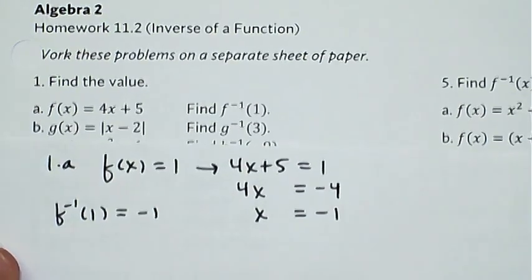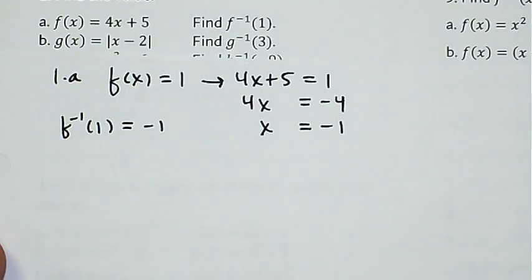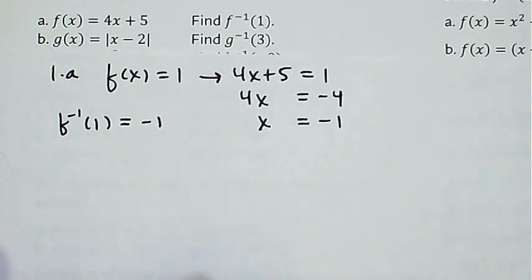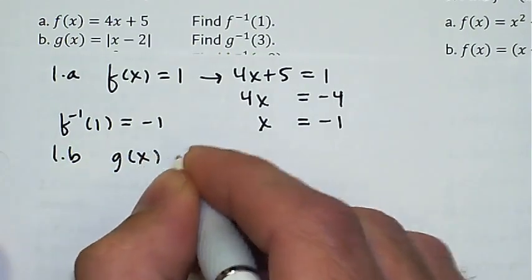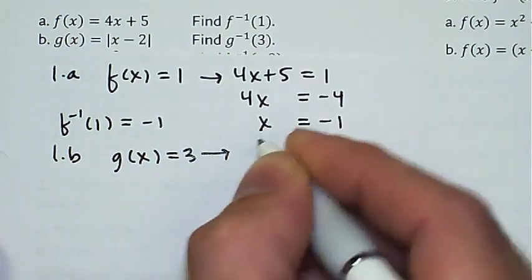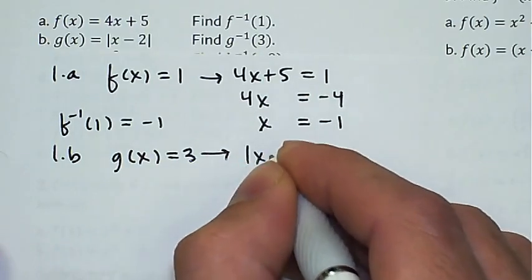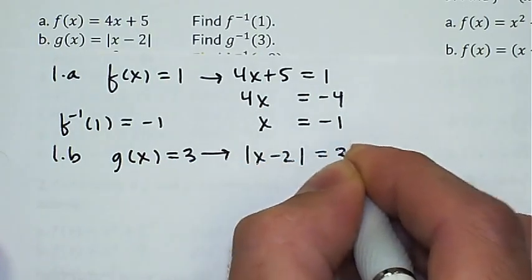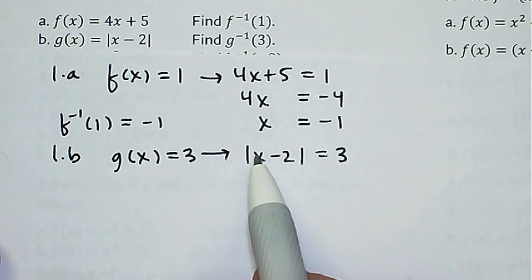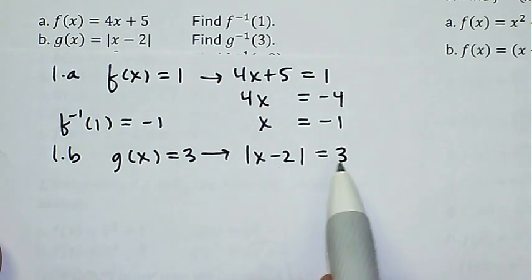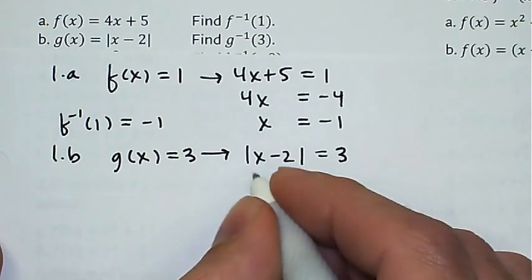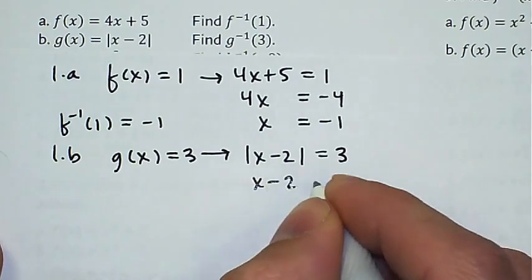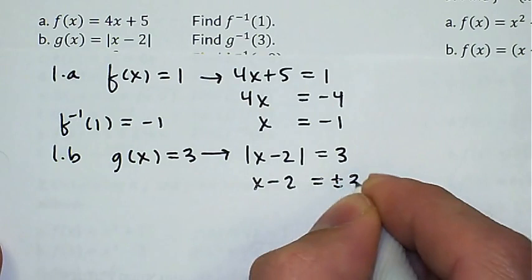For b, g is going to be absolute value of x minus 2, and we're going to find g inverse of 3. So that's like solving the equation g of x equals 3, which is going to look like absolute value of x minus 2 equals 3. And then if we're going to drop the absolute value, we're going to have a plus minus. Or you can say if the absolute value of a number is 3, then that number is either 3 or negative 3. Either way, we'll have x minus 2 equals plus or minus 3.